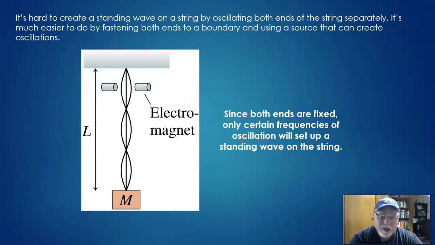Now, here's the thing. Since both ends of this wire or string are fixed, only certain frequencies of oscillation are going to set up a standing wave for this string. The reason is that this end always has to be at 0, and this end always has to be at 0. There are only certain wavelengths where you can guarantee that there are going to be 0 displacements at the boundaries, okay? So let's take a look at this.